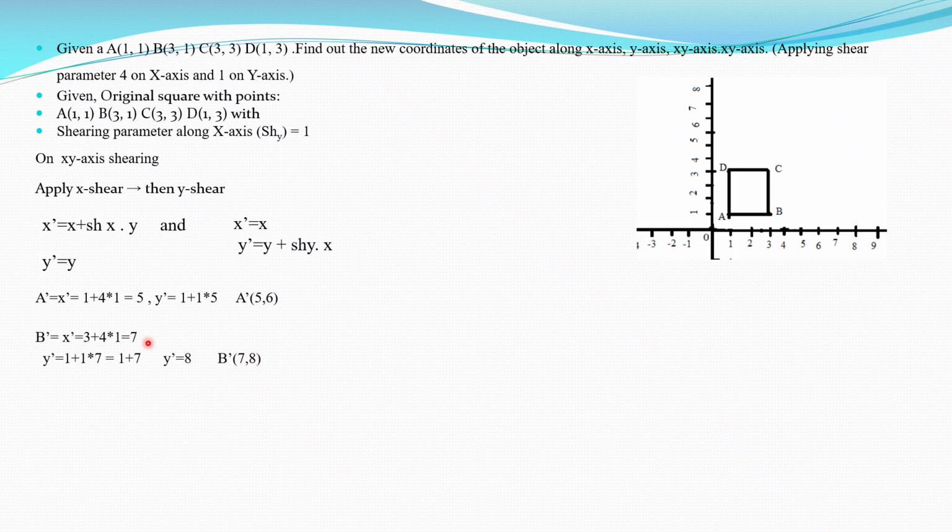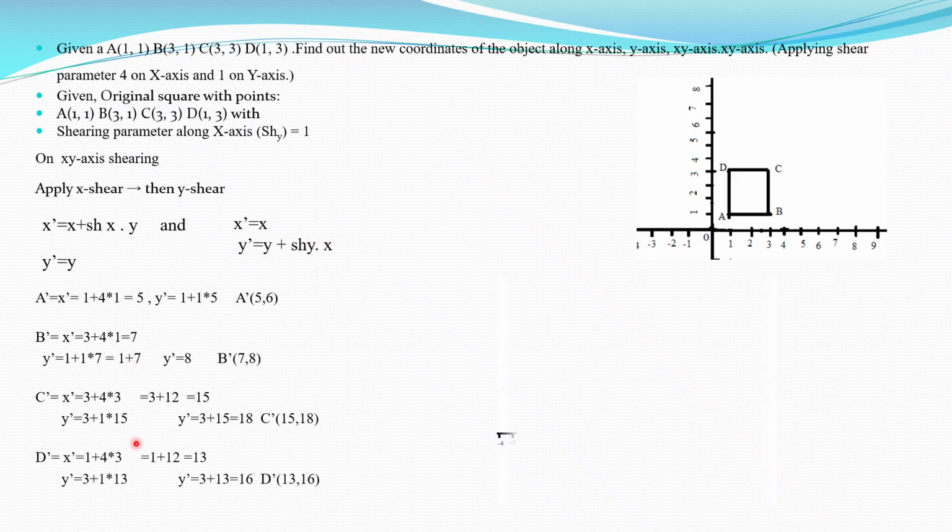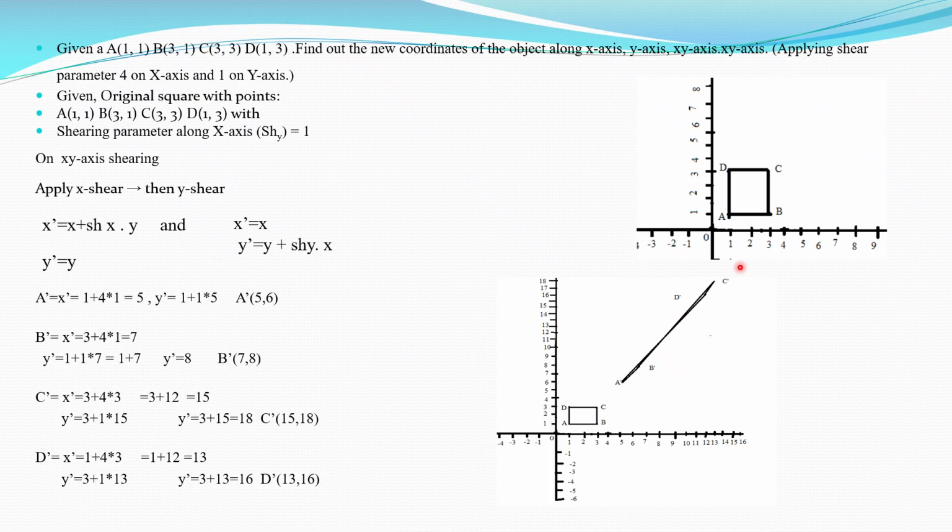Continue with B as well. B after shearing on the x-axis is 7 comma 1, and then we get x as 7, y as 8. Whatever x value you get from the x shearing, we use that x value in the y shearing. Okay, remember this. This is how shearing is applied on both the x and y coordinates. Okay, this is how shearing of an object is done. This completes the 2D transformation.